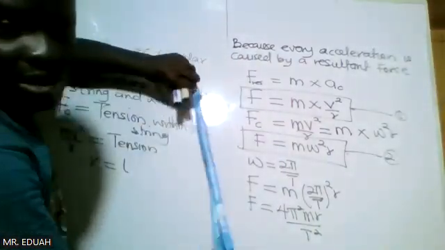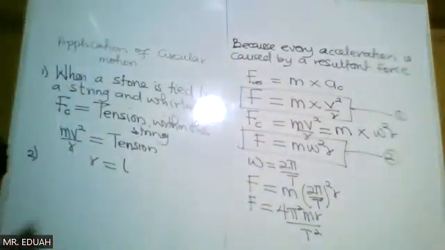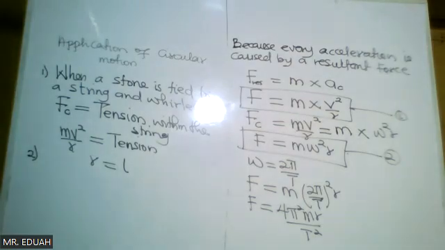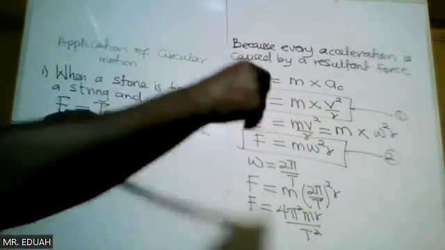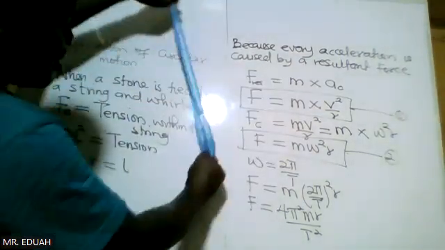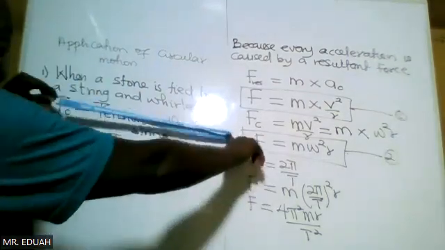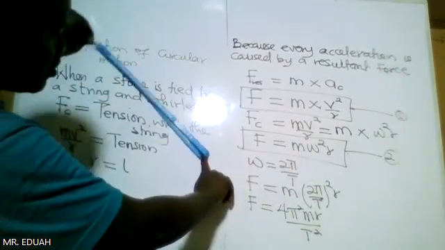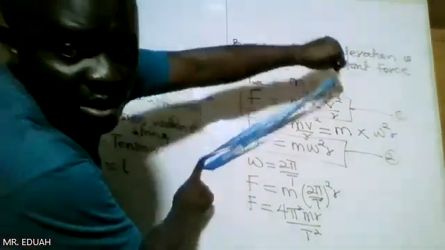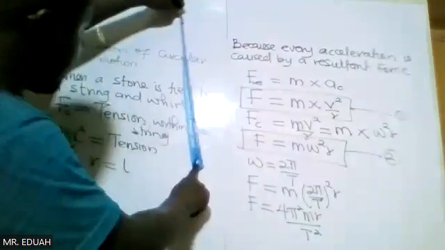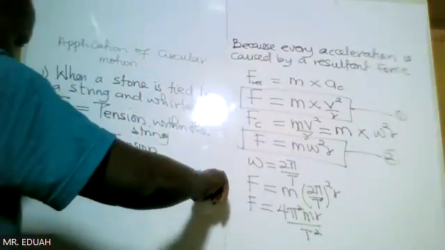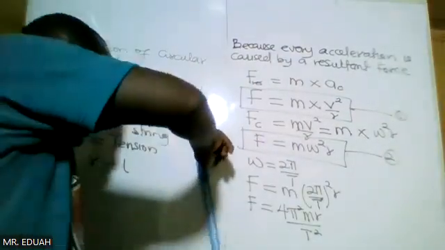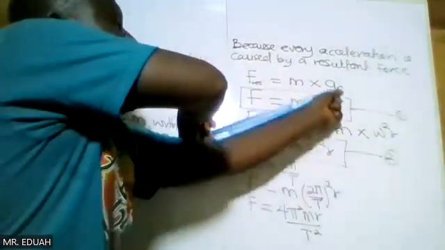I don't know if you can see properly. Let me bring it to the board. If I have this as the mass and it is describing circular motion, this is how it will go. So by moving this, the mass is describing a circular path. My finger is the center of the circle.